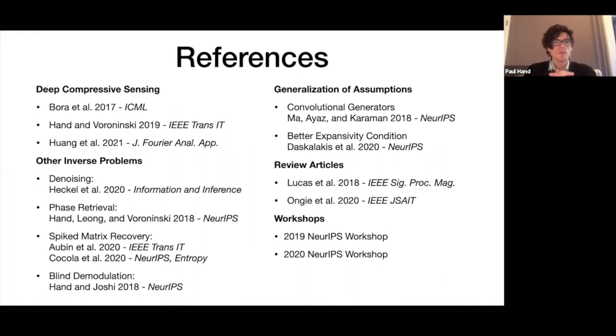All right, so here are a bunch of references for related works. I know this is a major field that's taken off over the last few years. If you're interested, I encourage you to look at the 2019 and 2020 NeurIPS workshops that I co-organized with Professor Reinhard Heckel at TUM in Munich. There are these two review articles that are lovely, and this work has been extended to many problems like spiked matrix recovery, demodulation, denoising. There's been a lot of work on these and related things. So hopefully, I think that's probably a good place to stop for now.